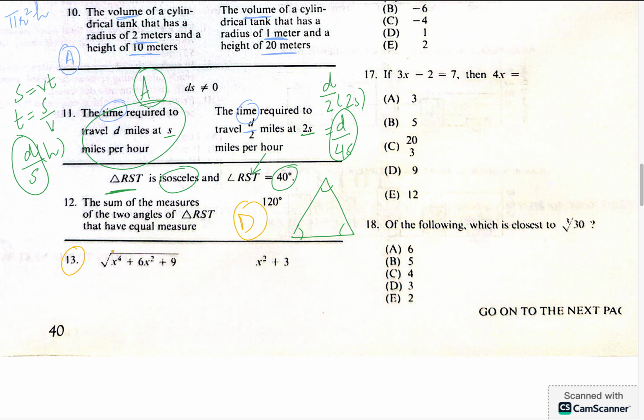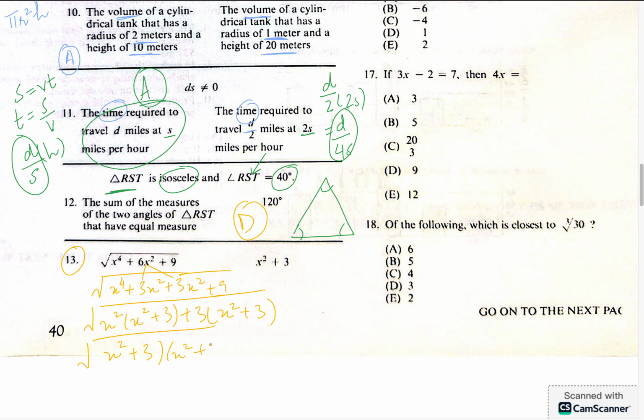Okay, the 13th one, this is given. I'll start with the middle term breaking. x to the 4th plus 3x squared plus 3x squared. This 6 has been split down into these two. I've taken x squared common from these two values and 3 common from these two, the last two. I'm left with x squared plus 3 and x squared plus 3 written twice.